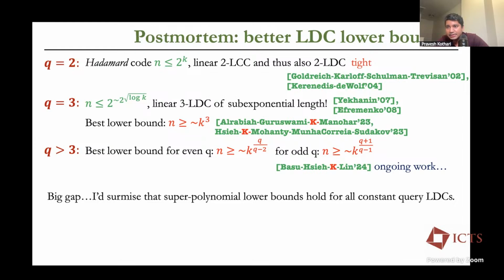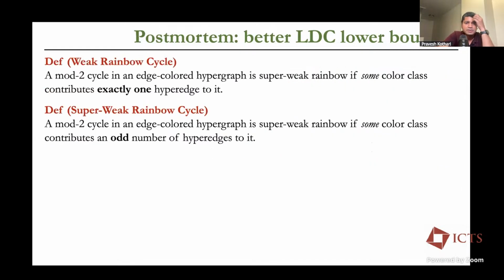Okay, let me discuss how we might prove them in the light of what I just told you. We saw this bunch of combinatorial concepts, this notion of a weak rainbow cycle in a hypergraph. Again, there is a typo. The first one should be weak, and the second one is super weak.